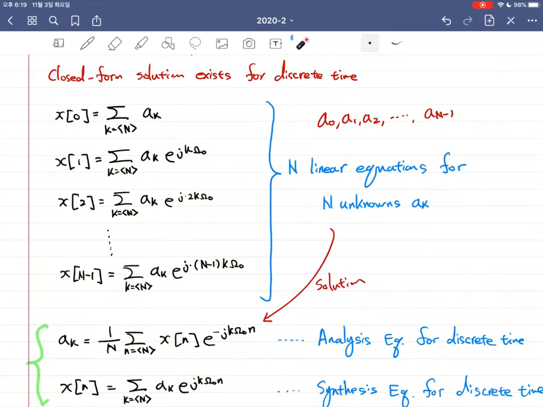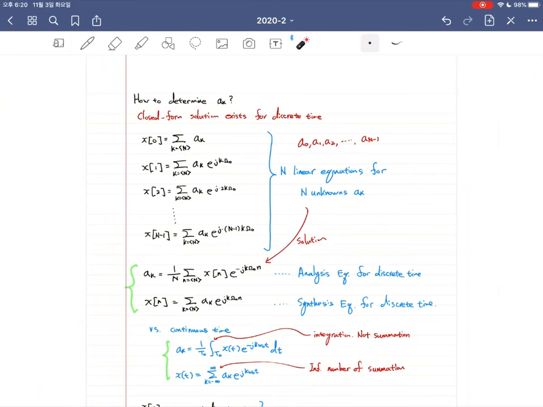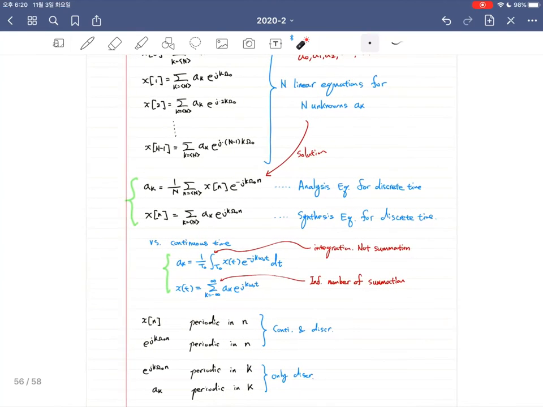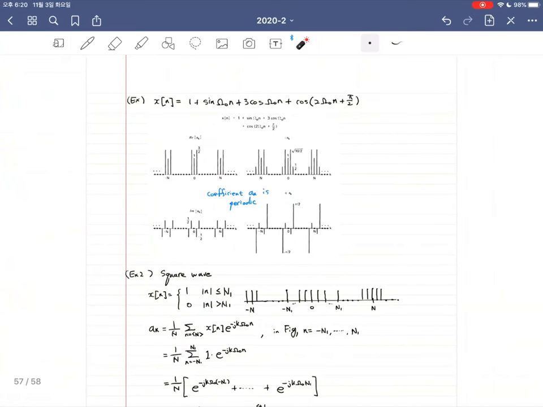And unlike continuous time, discrete time has a closed form solution for obtaining this a_k. We have N equations and N unknowns, which gives us this closed form solution, and that leads to the analysis equation for the discrete time. And also the synthesis equation is about the linear combination of these complex exponentials. So we had these differences. Please notice this.